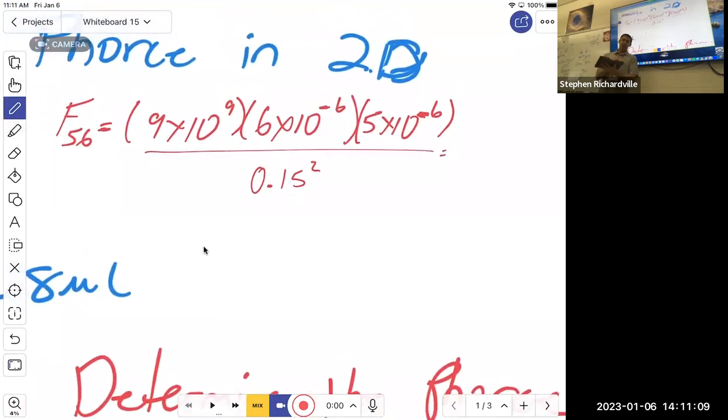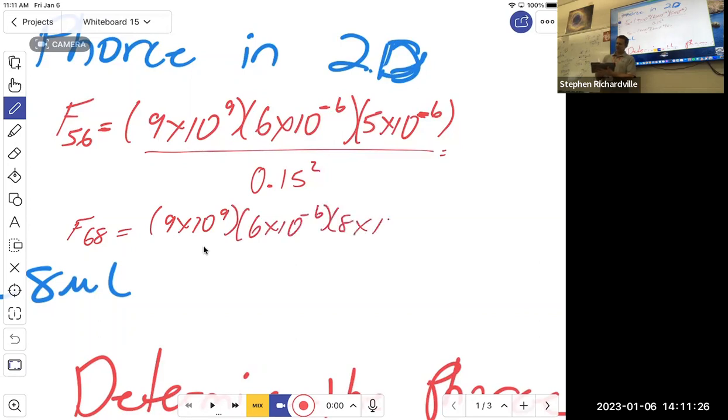While you're calculating them, I'll set up the other one, F6,8, we could call it, or 8,6. The other one: 9 times 10 to the 9, 6 times 10 to the -6. Again, no negative on the 8. The negative is factored in when I ask myself, does that 6 want to go towards the 8 or away from it?